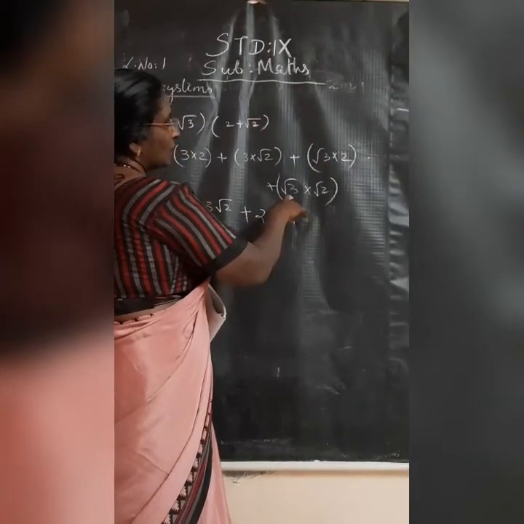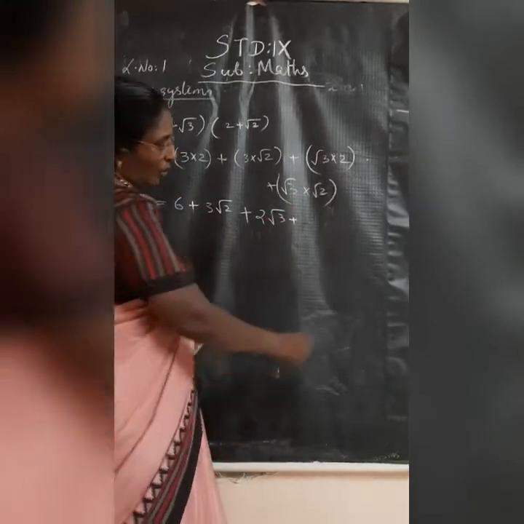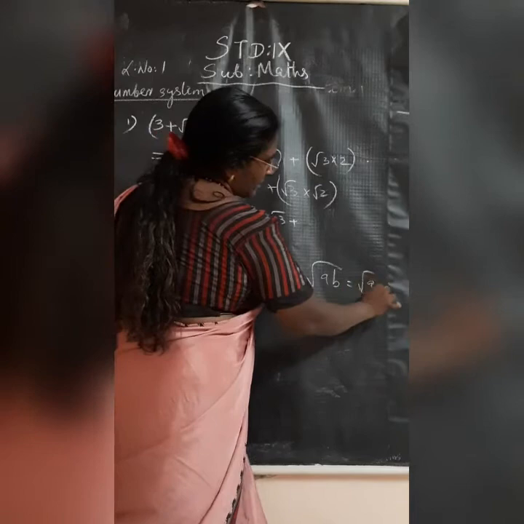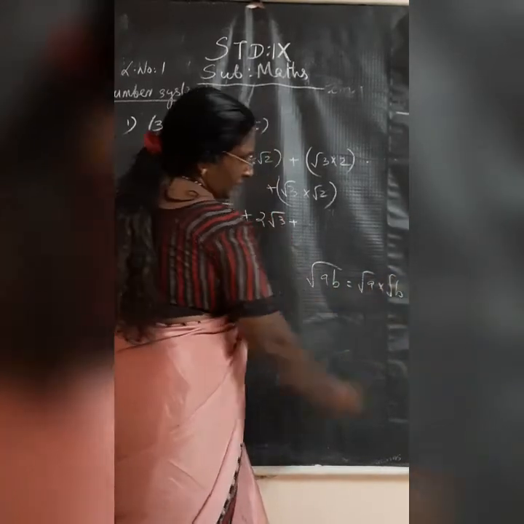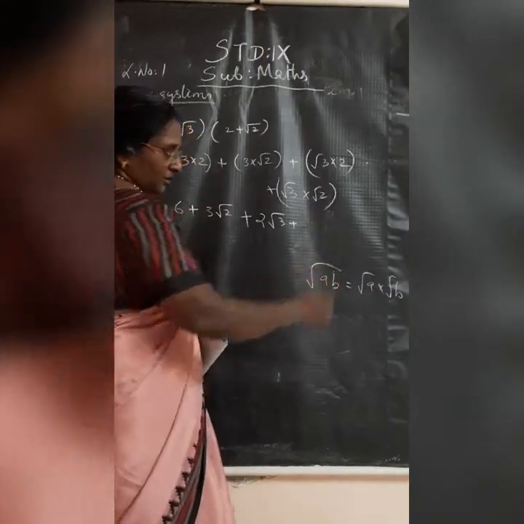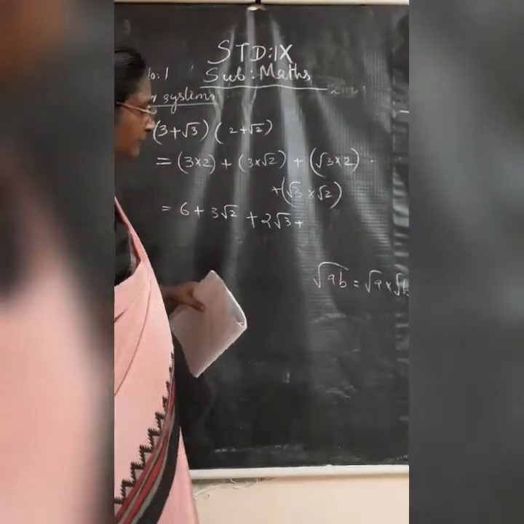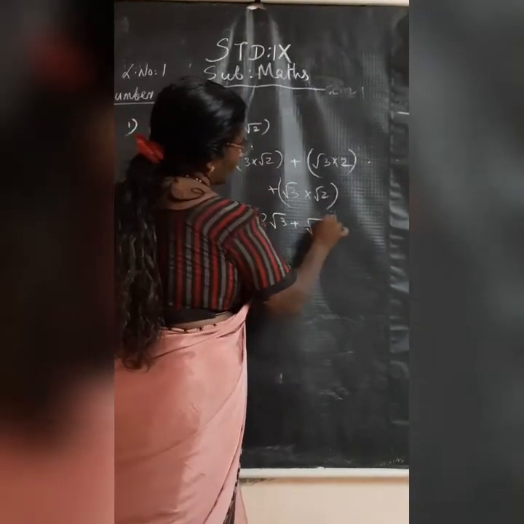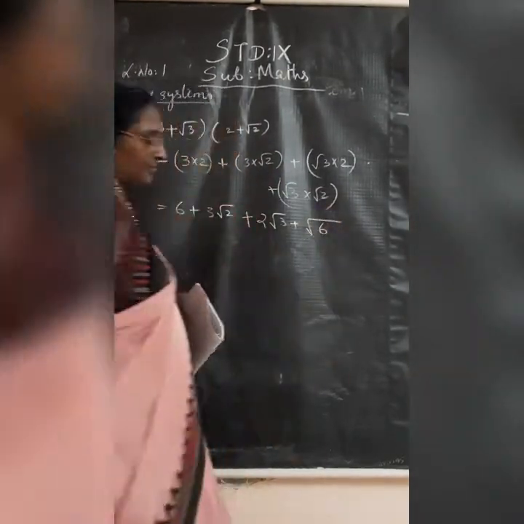Now, √3 into √2. √(AB) is equal to √A into √B, I explained in the previous class. So √A into √B, what will come? This A and B multiply together. Same way here, what will come? √(3 into 2), √6.